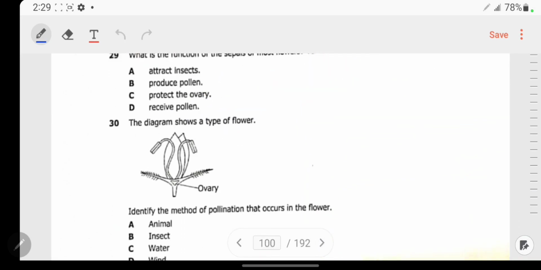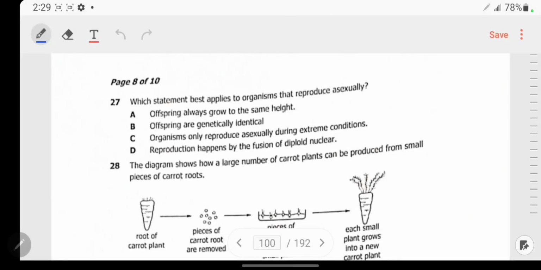Let's look at the next question, which is 27, which says, which statement best applies to organisms that reproduce asexually? So if an organism reproduces asexually, what are some of the things? They might be of different heights, but one thing that is common is that since they are reproducing asexually, they are genetically identical because they are coming from one parent. So we have the offspring are genetically identical.